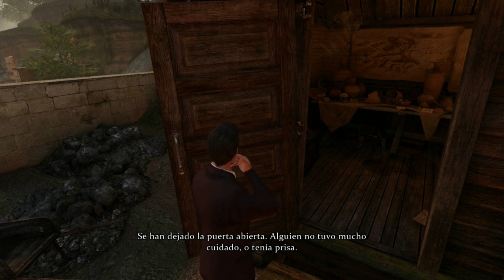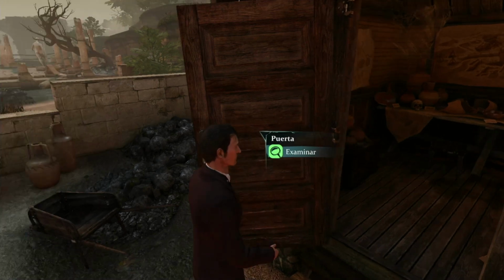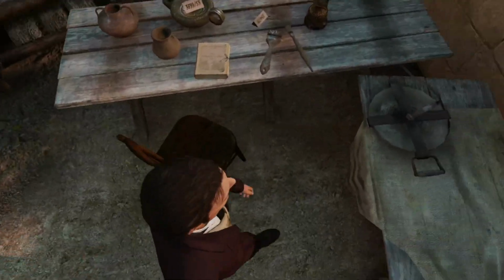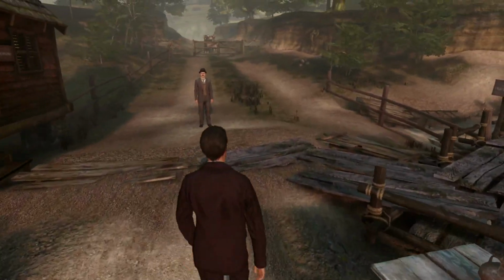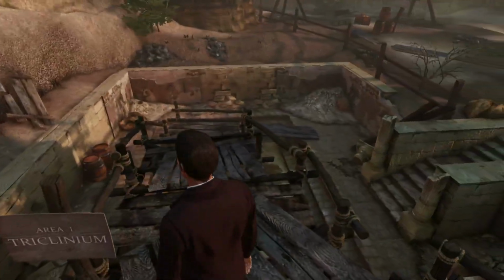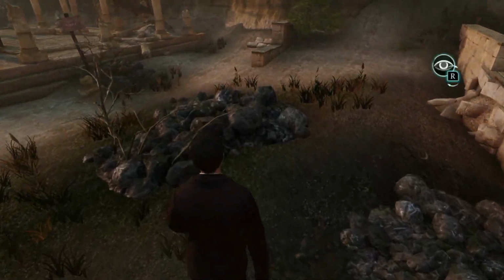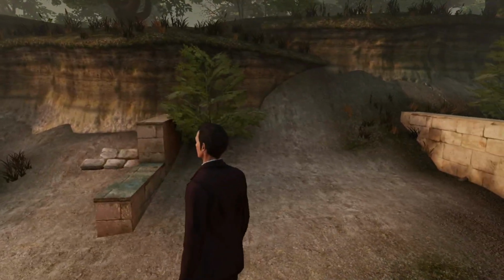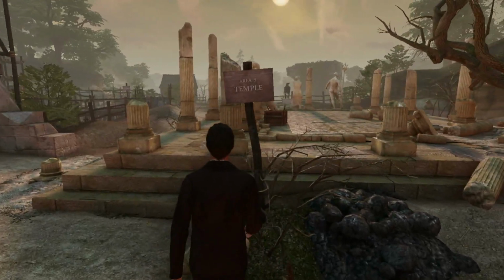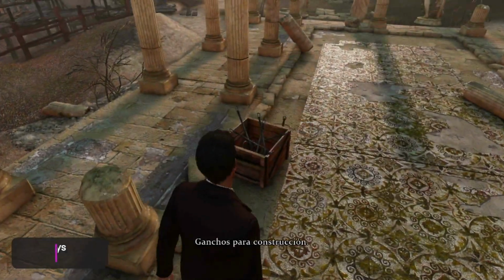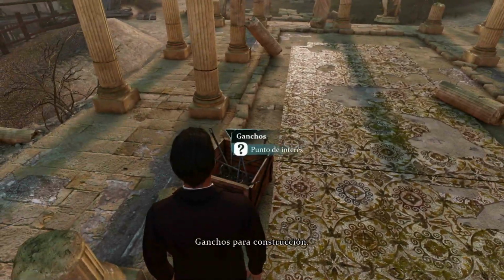The door has been left open. Someone did not care or was in haste. Construction hooks.